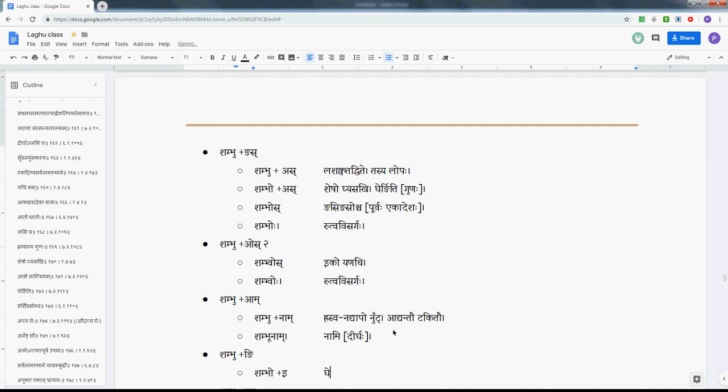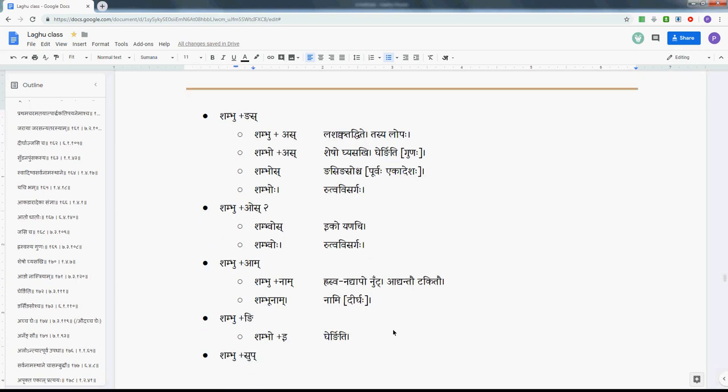Ghe, gher niti gunaha, sheshoghyasakhi, and then gher niti gunaha. Shambho plus E. Now what will happen? Shambho plus E. Ghi, it is ghi. So, achcho ghe he. You will get akara as adesha. Achcho ghe he. So Shambhu, Shambho will become Shambha, and au. Achcho ghe he.